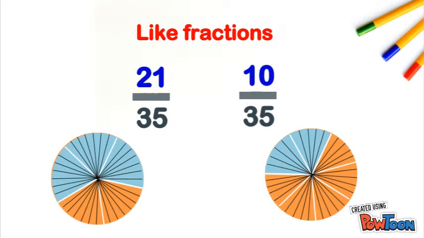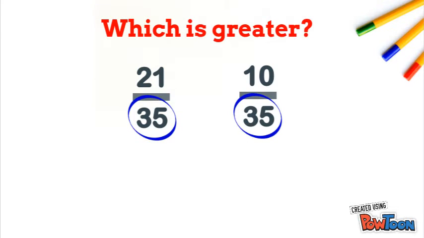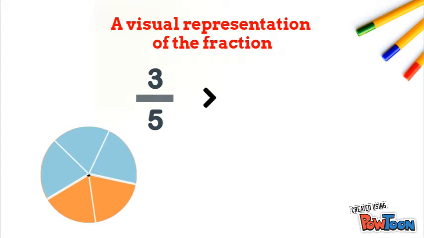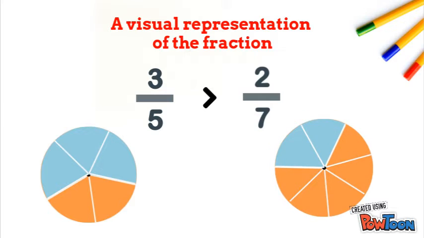Now that we have a common element, can you compare these fractions and tell which value is greater? Since 21 is greater than 10, 21 by 35 is greater than 10 by 35. So, 3 by 5 is greater than 2 by 7.